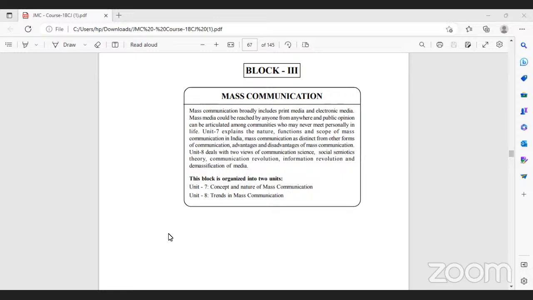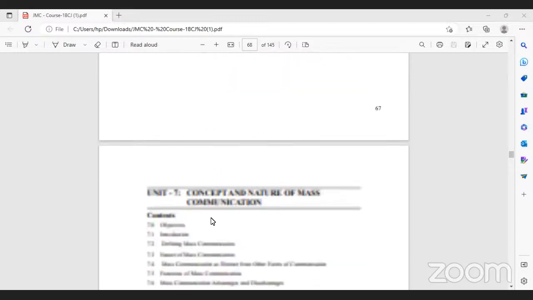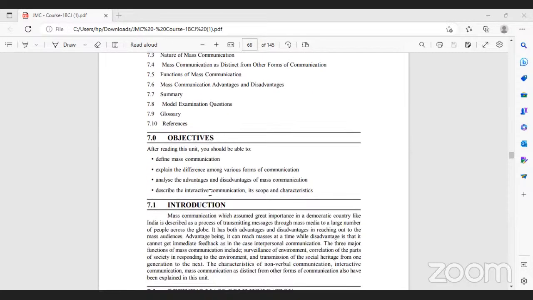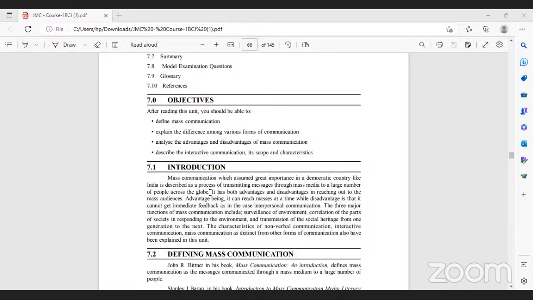Whereas the second unit, Unit 8, deals with the views of communication science. It talks about social semantics theory, communication revolution, information revolution, and demassification of media. So let us begin with Unit 7, concept and nature of mass communication. The objectives of this unit are that you should be able to define mass communication, explain the difference among various forms of communication, analyze the advantages and disadvantages of mass communication, and also describe interactive communication, its scope and characteristics. So let us begin.